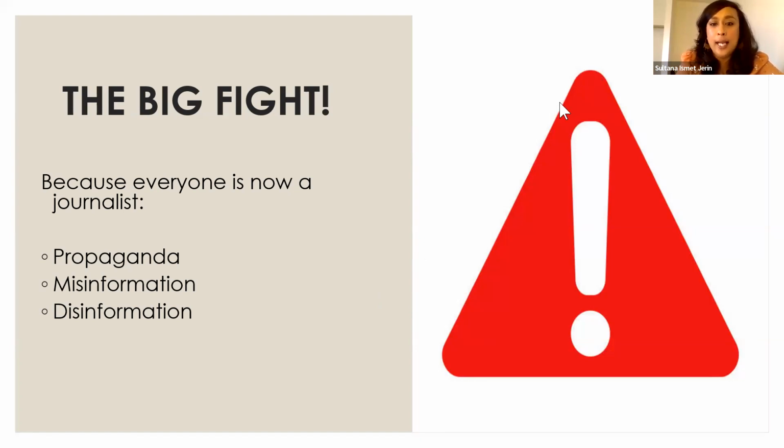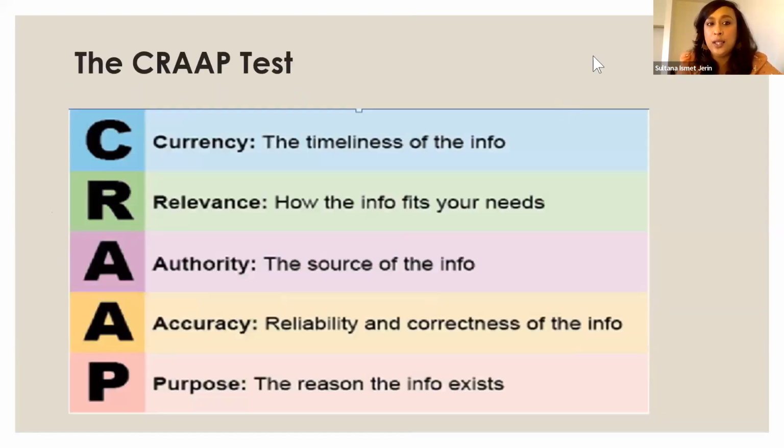Moving to the next slide, I want to introduce the CRAP test. It's very easy to remember. Whenever you are reading a news article, just remember the CRAP test. C is currency: look at the timeline of the info, when the article was written. If it is from 1920, you probably don't want to believe it, because the world changes.